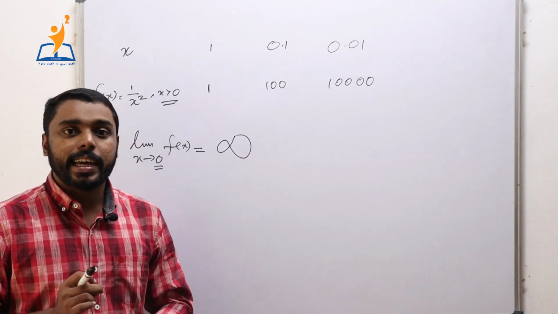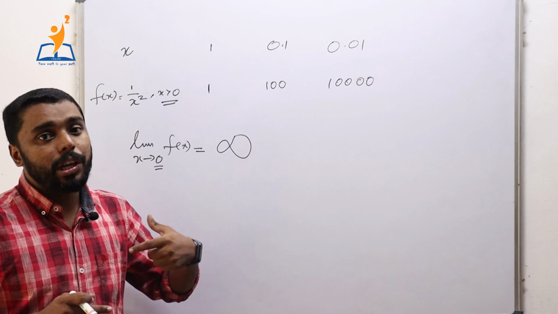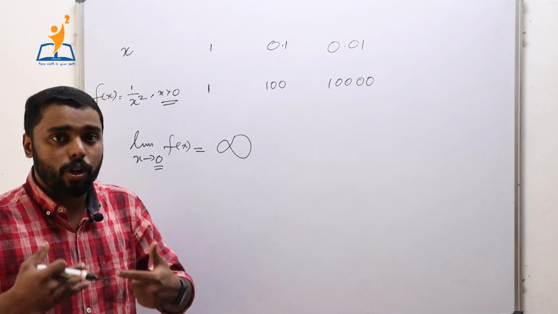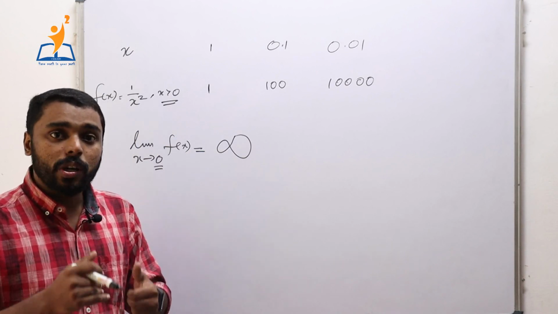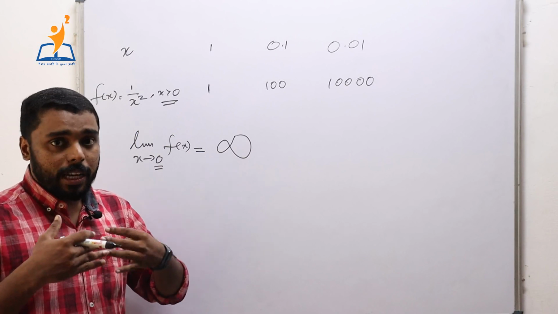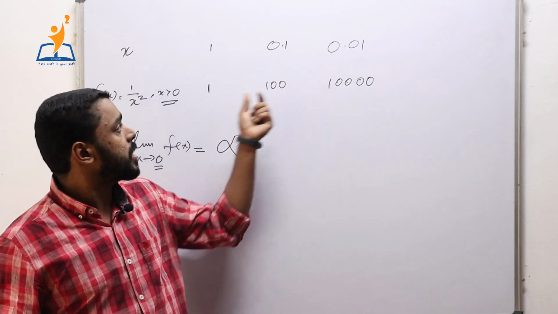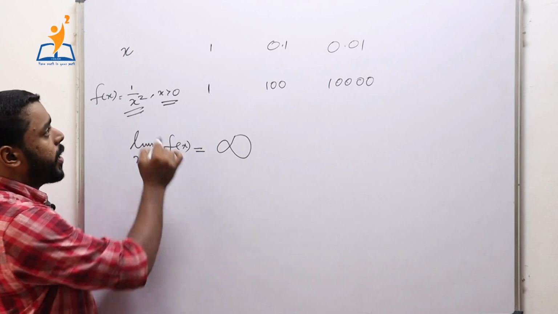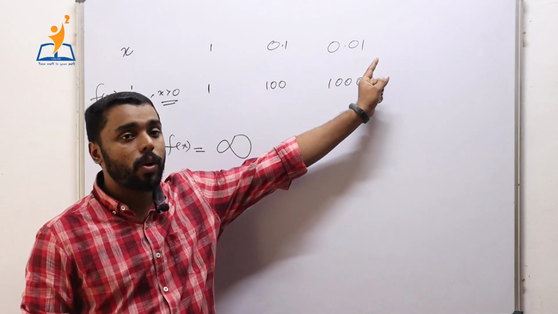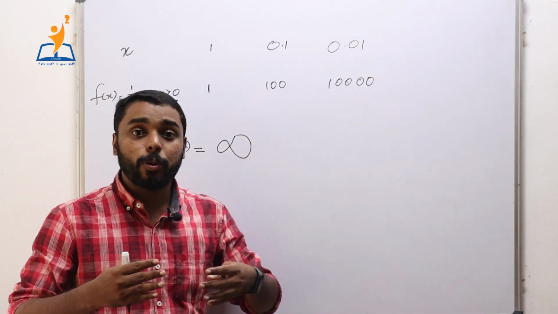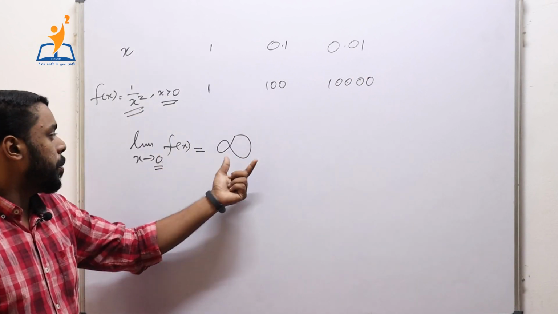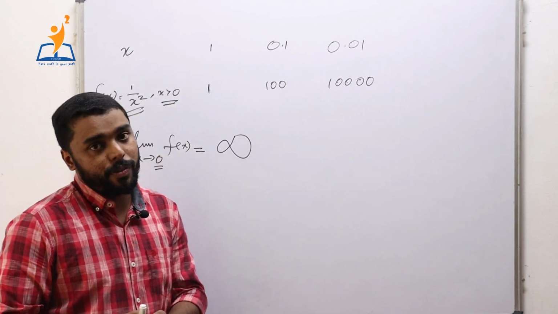So remember this case also: whenever the value approaches 0 closer and closer, the output becomes larger and larger, because in this case the example is 1 by x square. Whenever we take a value very close to 0, the output value will be very large. So we get limit x tends to 0 of f of x equal to infinity.